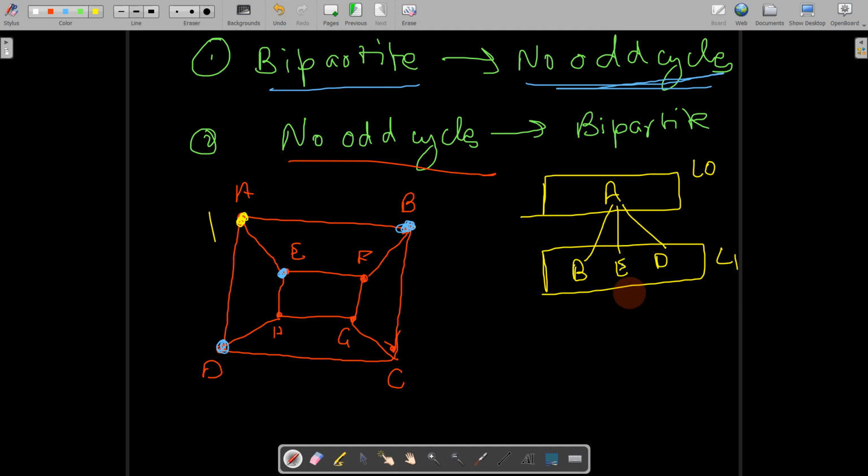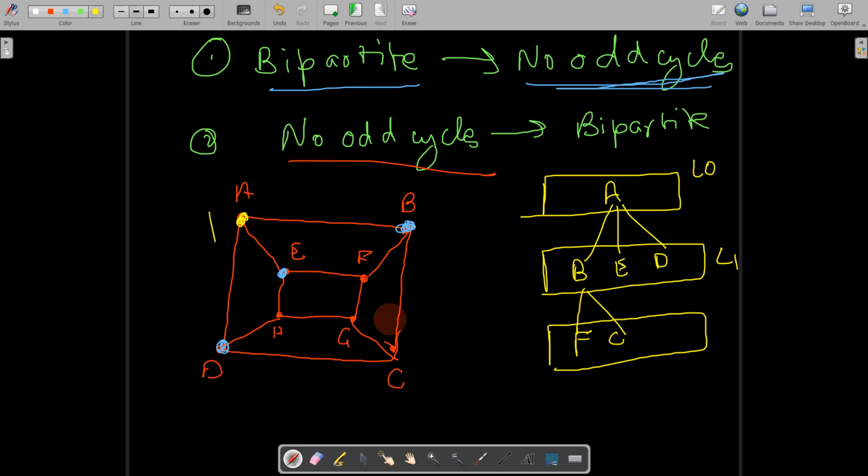Now we will draw the neighbors of B, E, D. Whatever edges are adjacent to B, E, and D, we will make another set of those. So what edges are adjacent to B? A we have drawn, F and C. F, C adjacent to B.